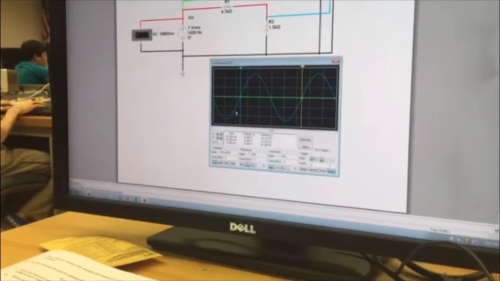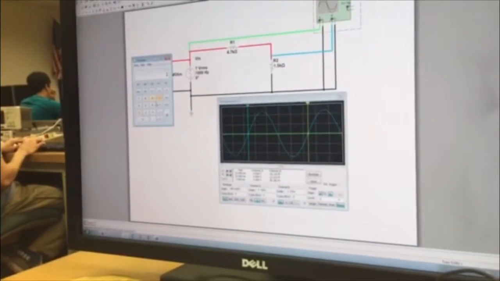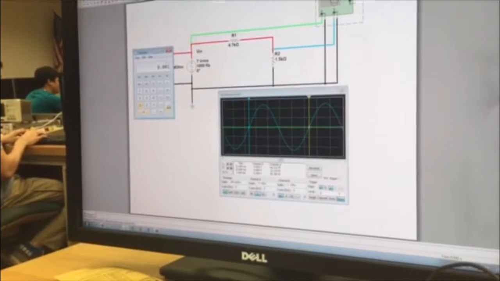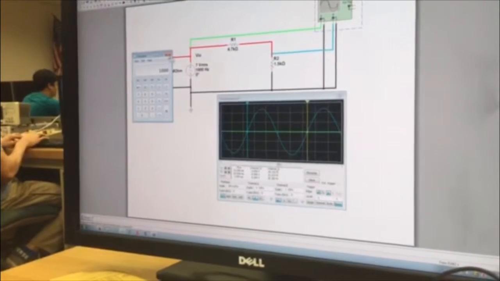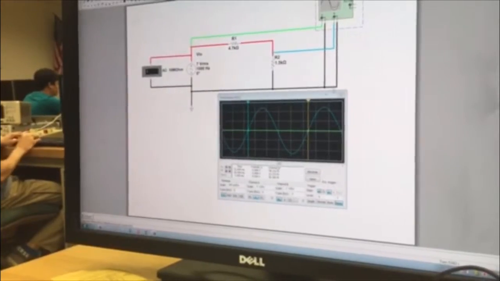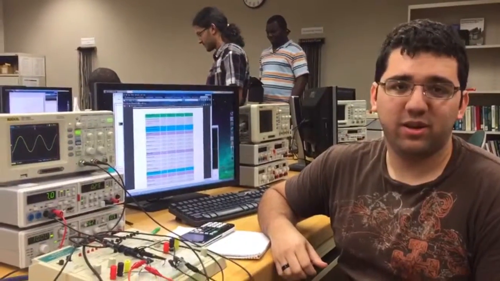It's going to be 1 millisecond again, and then you take that 1 divided by 0.001. You're going to get 1,000 hertz again for your frequency, and that's how to set up an AC circuit on Multisim.